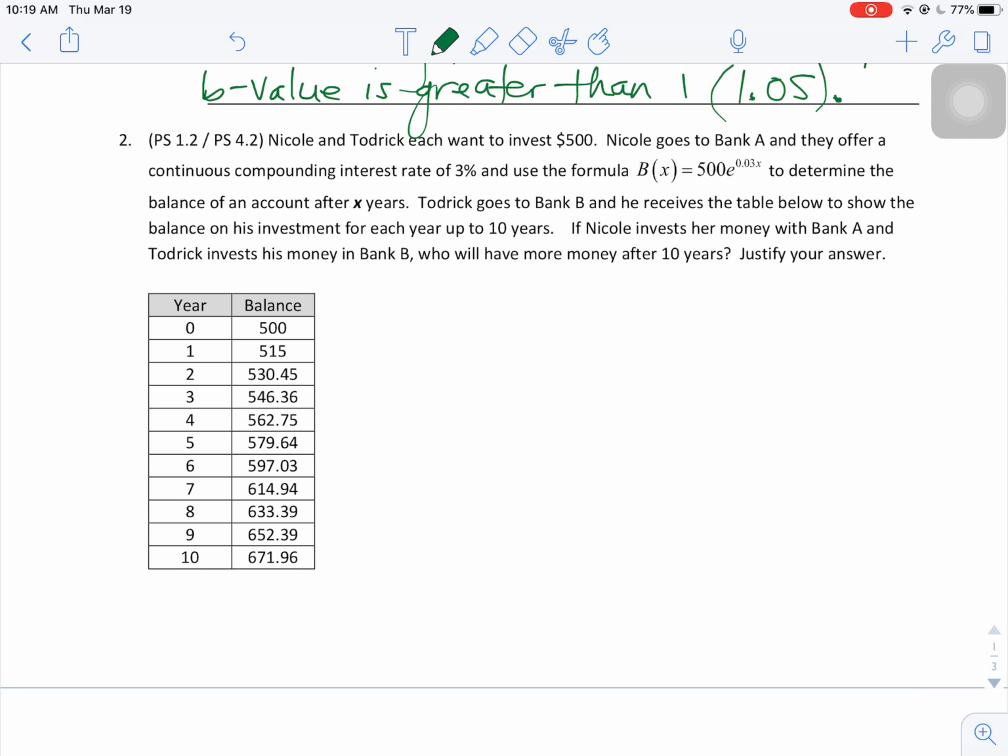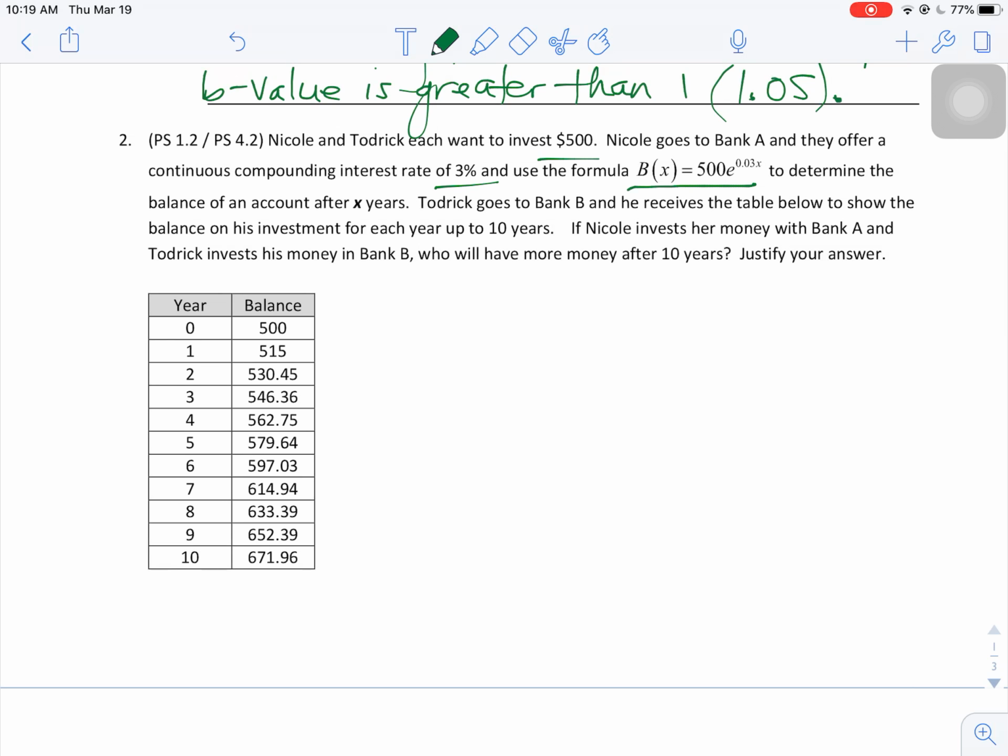Number 2 looks all challenging, but it's actually just a comparison problem. Nicole and Todrick each want to invest $500. Nicole goes to Bank A and they offer a continuous compounding interest rate of 3% and use the formula b of x equals 500 times e to the 0.03x to determine the balance of an account after x years.